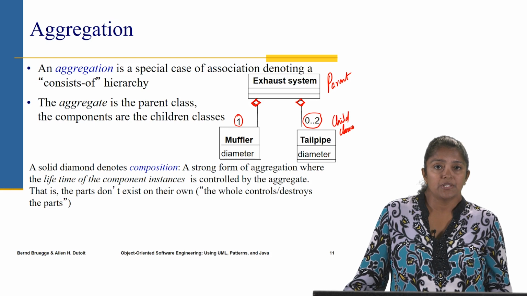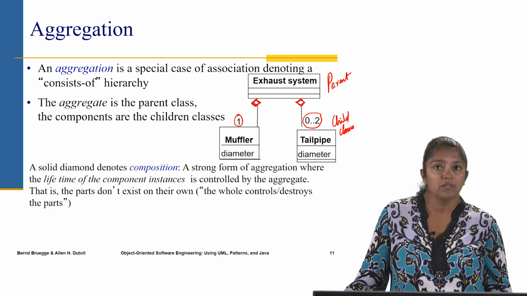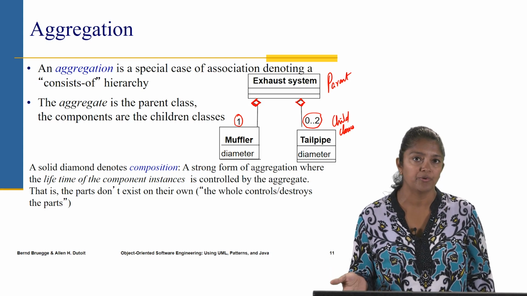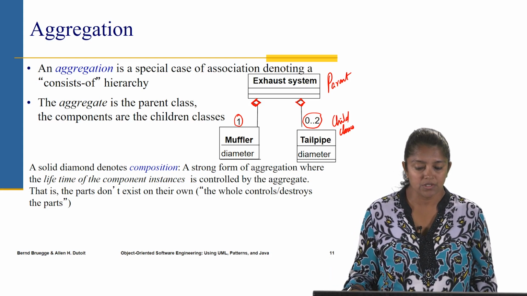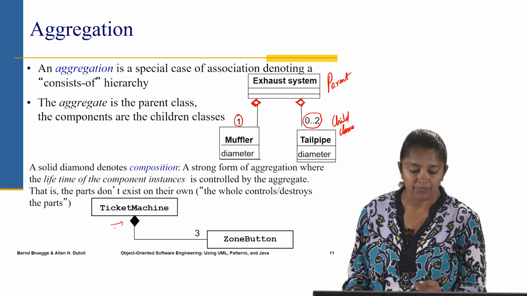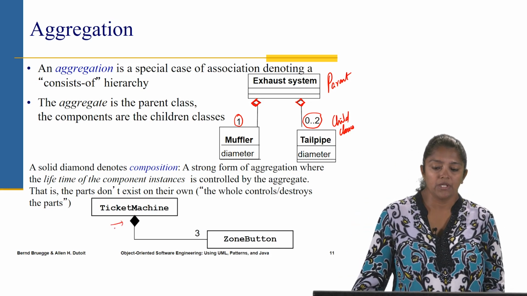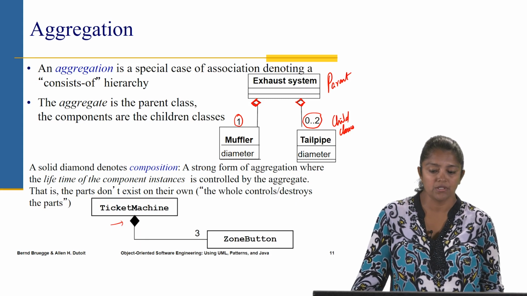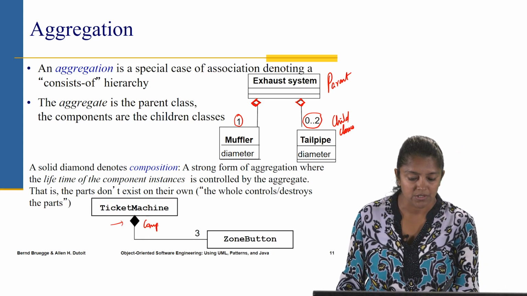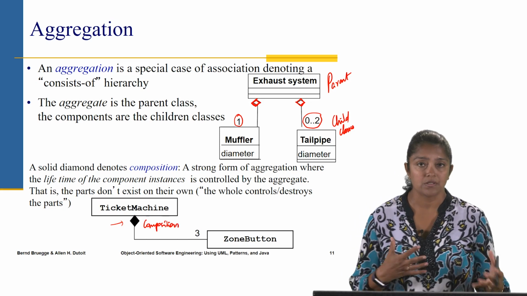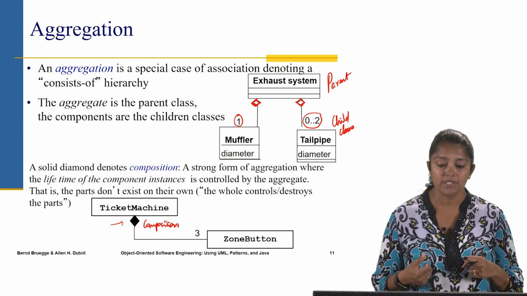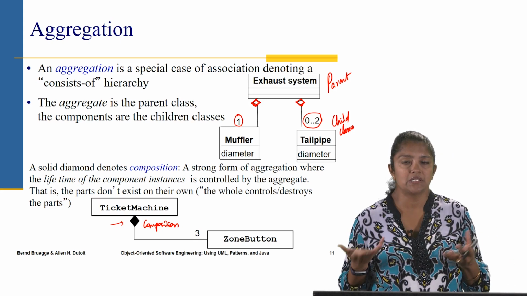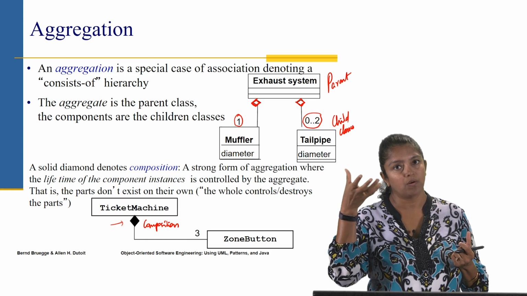This can be further specialized with a composition association. So a composition is a stronger form of aggregation, and it's denoted using the solid diamond symbol. What this means is that when composition is used, like over here, the smaller parts, the child components, don't exist on their own. Their existence doesn't make sense without the aggregate or the parent.